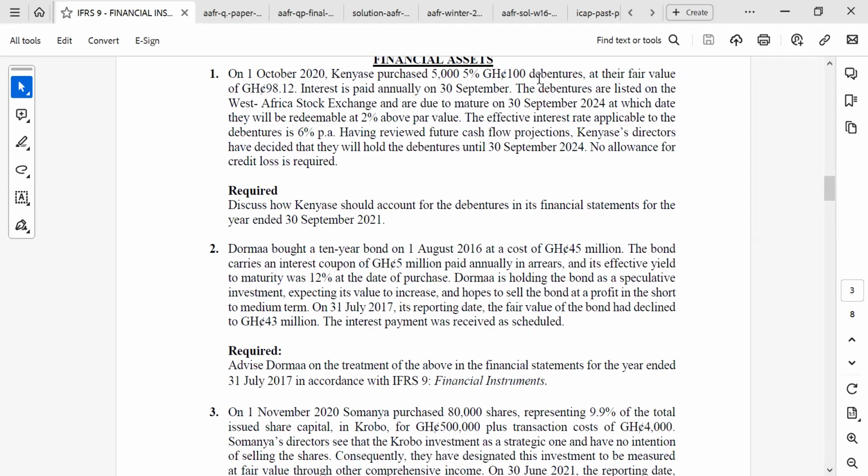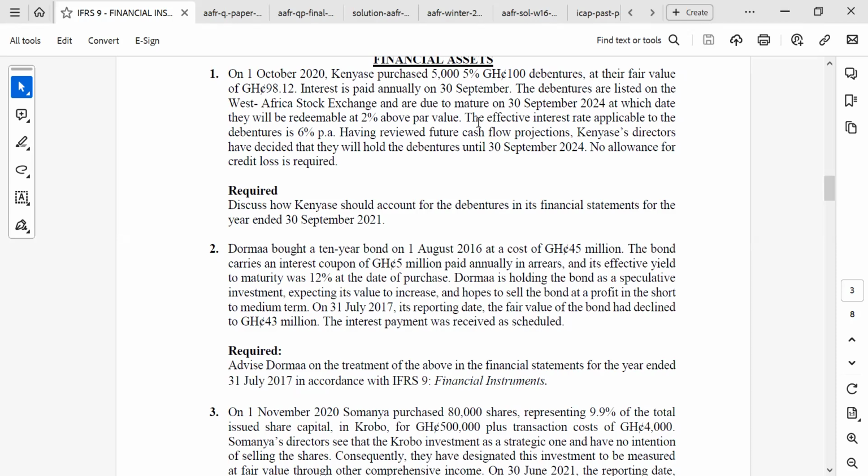Doma is holding the bond as a speculative investment, expecting its value to increase and hopes to sell the bond at a profit in the short to medium term. On 31 July 2017, its reporting date, the fair value of the bond had declined to 43 million. The interest payment was received as scheduled. Required: advise Doma on the treatment of the above in the financial statements for the year ended 31 July 2017 in accordance with IFRS 9 Financial Instruments.